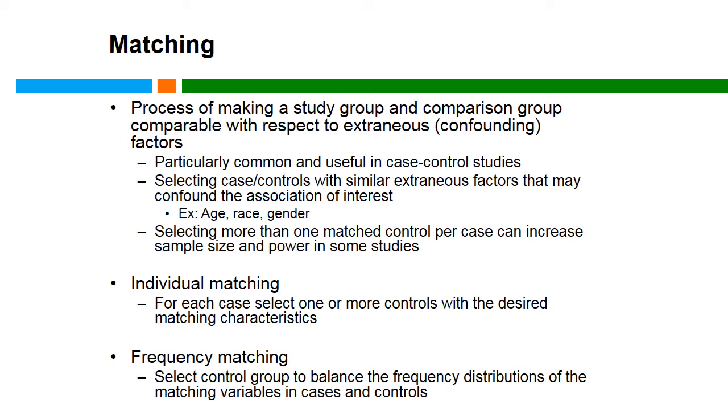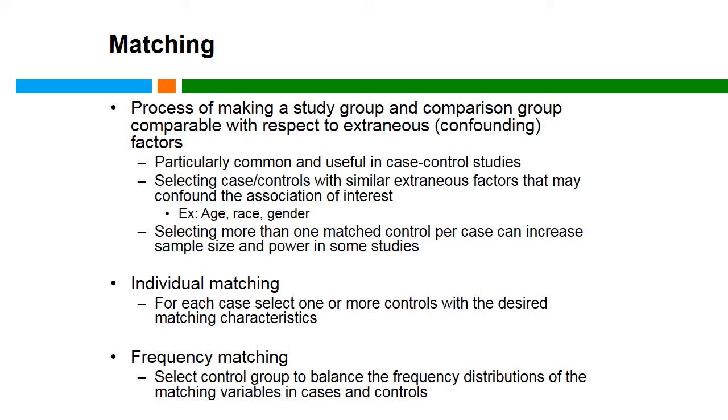Matching is often done in case control studies in order to make the cases and controls more comparable with respect to some potential confounding variables. So for example, you may want to select your cases and controls such that they are similar with respect to age, race, or gender, and therefore you won't need to worry about confounding due to these variables in your analyses. You can also increase your sample size and power by selecting multiple matched controls per case in your study.